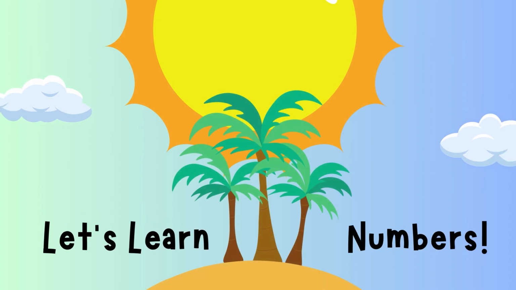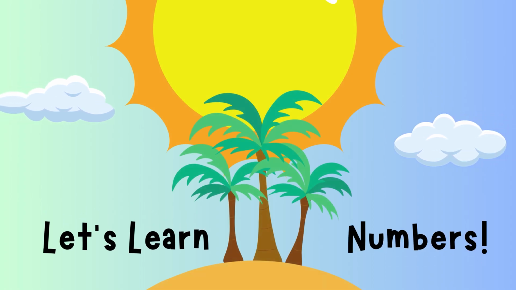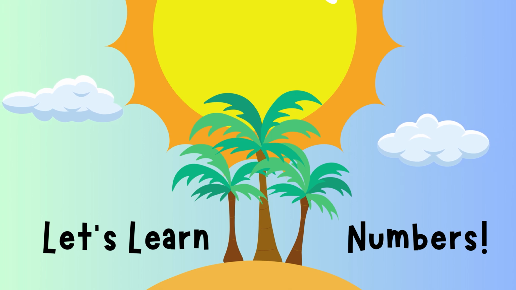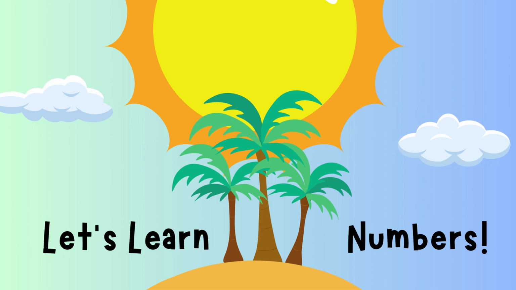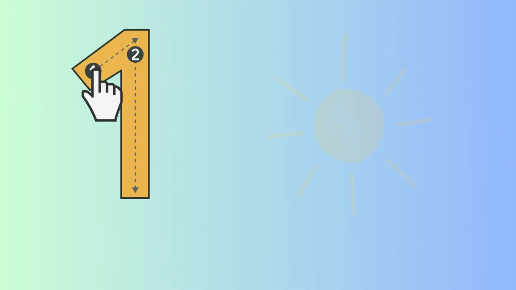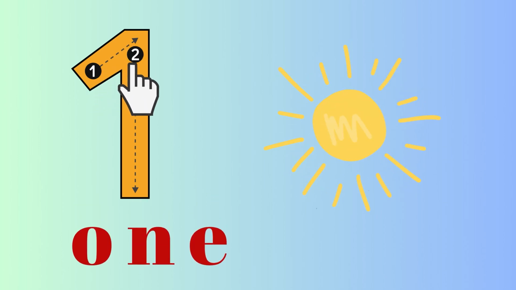Today we are going to learn about English numbers from 1 to 10 along with their spellings. Numbers are important for everyday life, so it's important to know how to read, write and say them correctly. Let's get started. Repeat after me as I say.